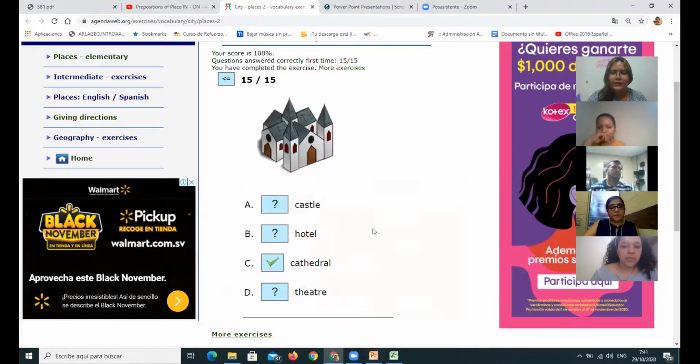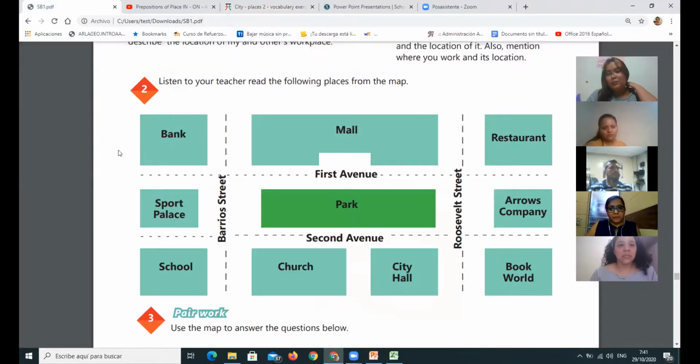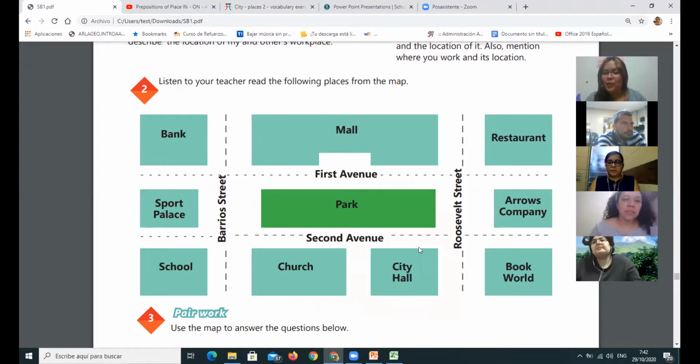Why are we studying this? Well, we are studying places in the city because unit number 4 is about places. Look at the vocabulary we have in the book. We have the bank, we have the mall, like Metrocentro or Plaza Mundo, those are malls, right? We have restaurants in the city. Normally we can find a park too. The school, there are many schools in the city. The church, the city hall, la alcaldía, right? This is a place in the city too.